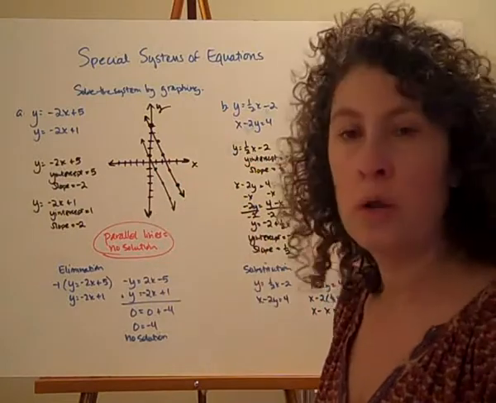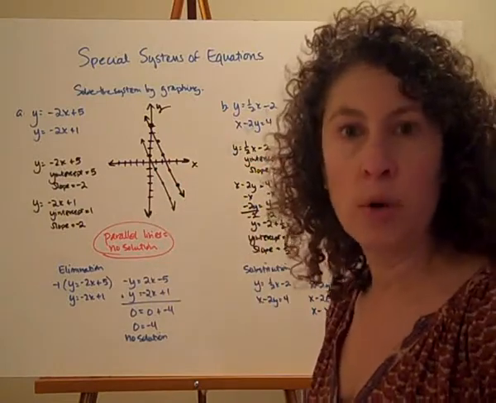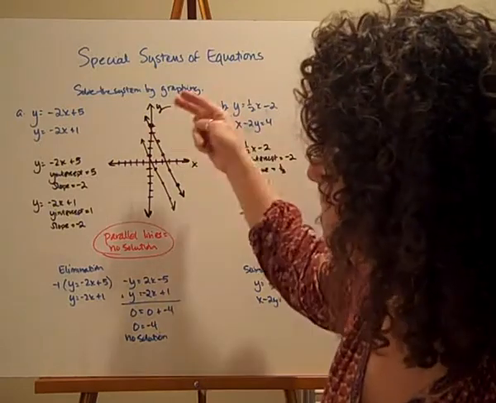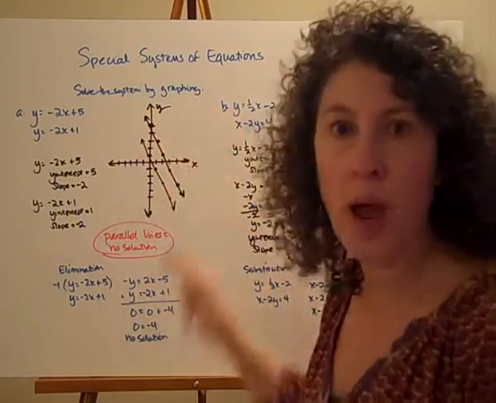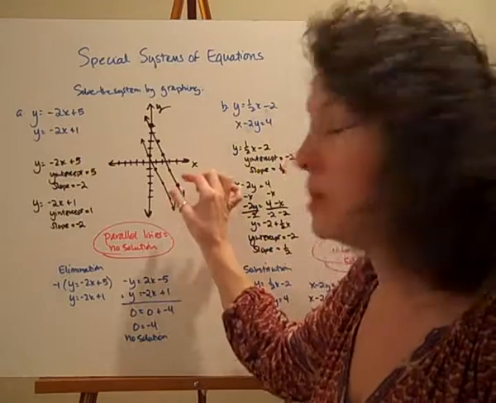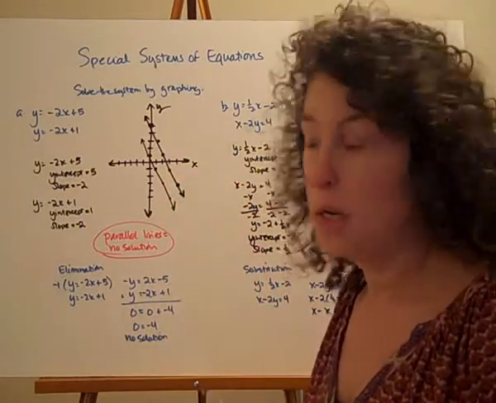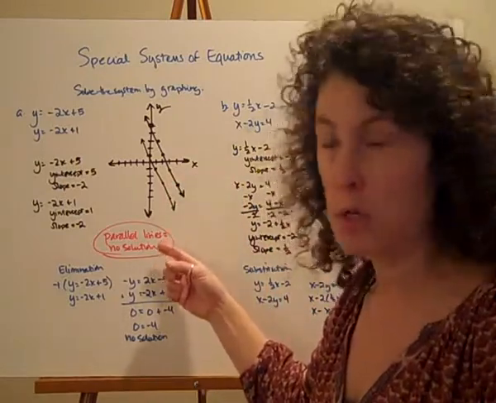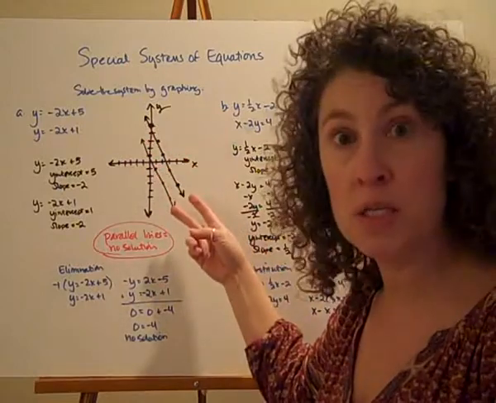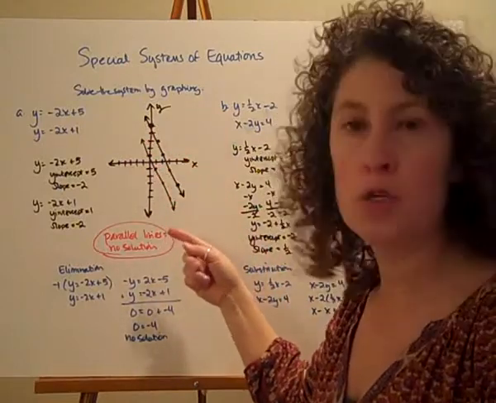And I'm looking for where those two lines intersect. Remember, I'm looking for where they meet each other. But you'll notice that since they have the same slope, they are actually parallel to each other. Since they're parallel to each other, they will never meet, which means there is no solution. So if I'm graphing and I see parallel lines because they have the same slope, that is no solution.